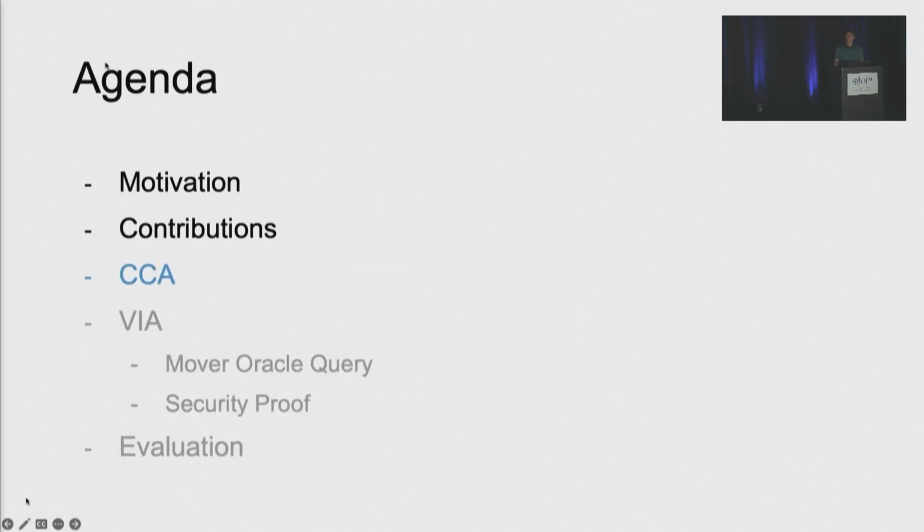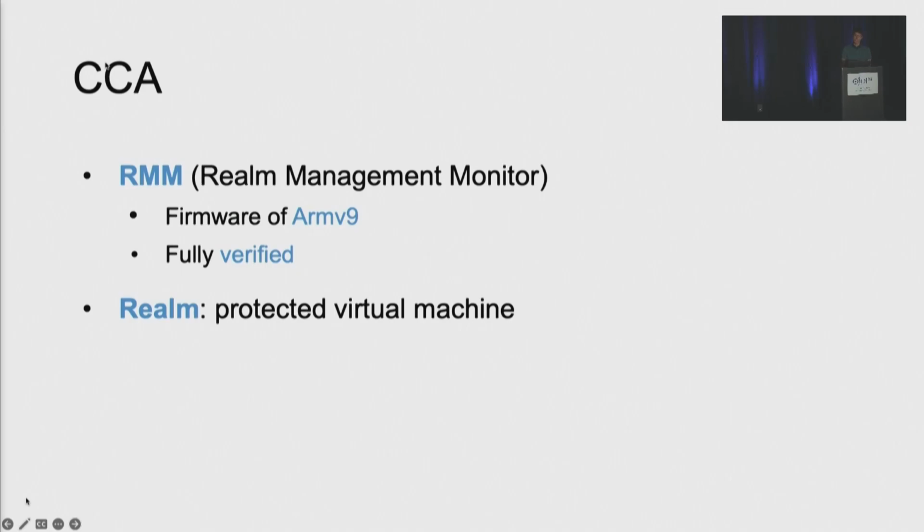Let me first introduce CCA. CCA will be included as firmware called RMM in ARM v9. RMM means Realm Management Monitor, and the protected virtual machines are called realms. The verified source code of RMM is provided by ARM. It cannot be modified by any third-party developers, so realm users don't need to trust any service providers.